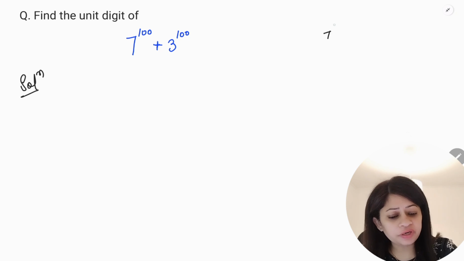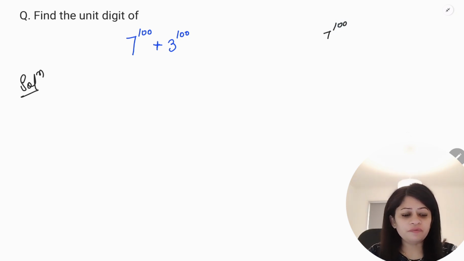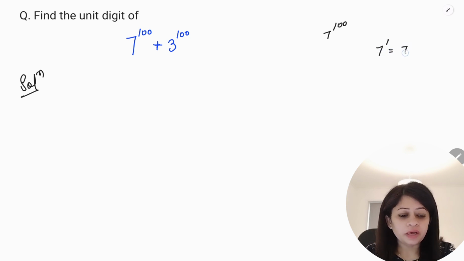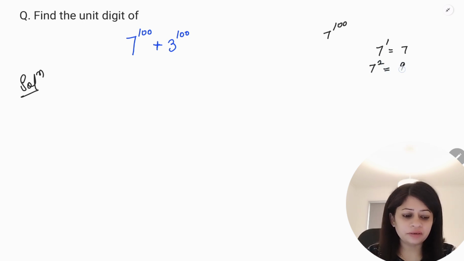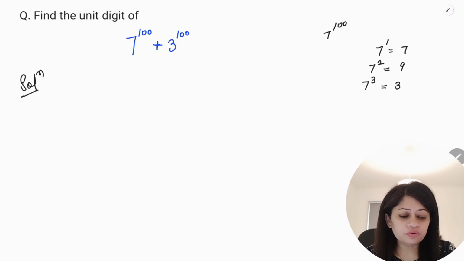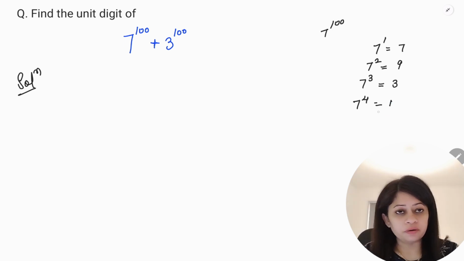You need to find the unit digit of 7 raised to power 100. Okay? Always see what will be the unit digit of 7 raised to power 1. That will be 7 only. And if you find 7 square, what will be the unit digit? 7 square is 49. So unit digit is 9. Right? What is the unit digit of 7 cube? 7 cube is 343. So unit digit is 3. And then when you do 7 raised to power 4, you will again multiply it with 7 and you will get 1. So whenever you see that you are getting unit digit 1, you just stop there, right?